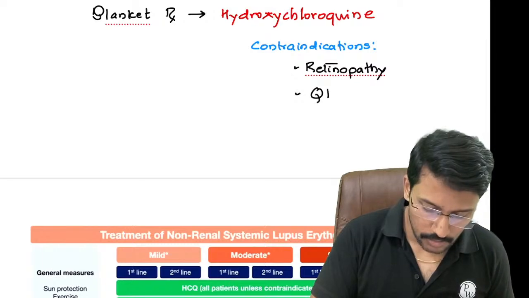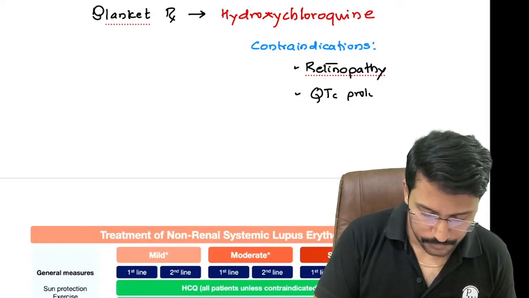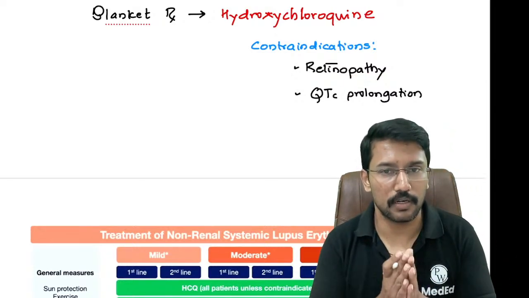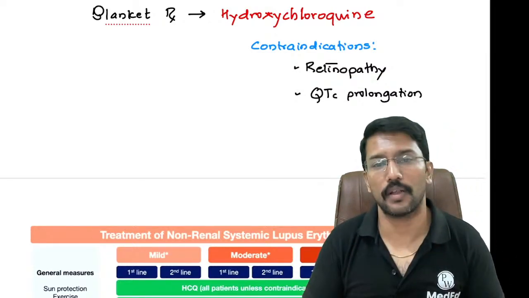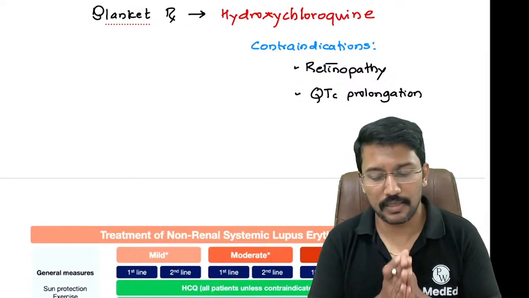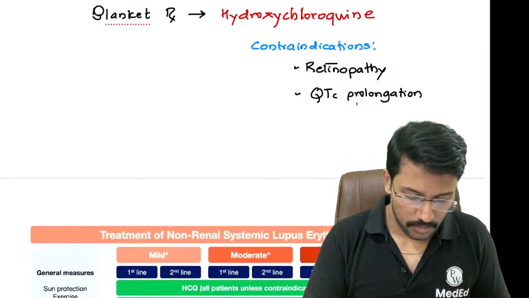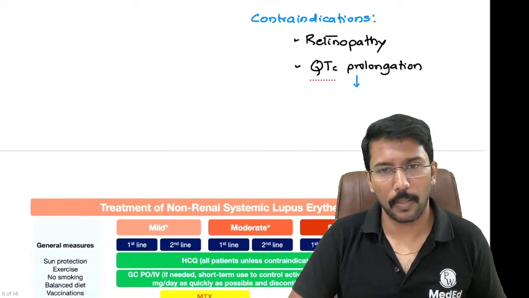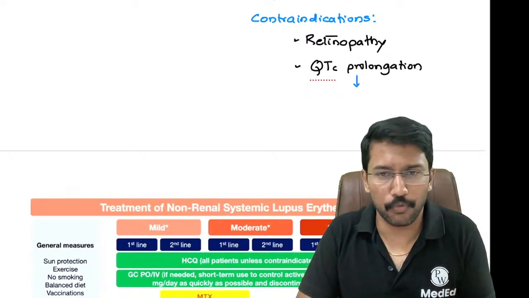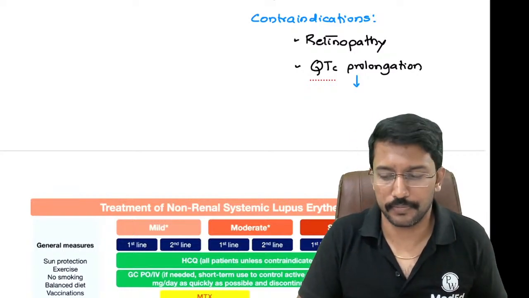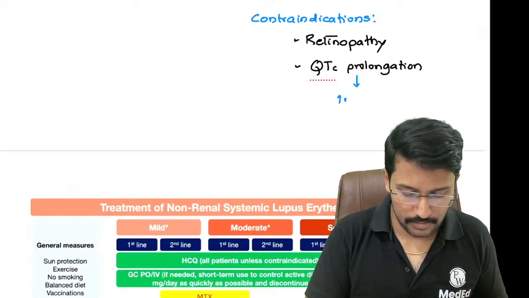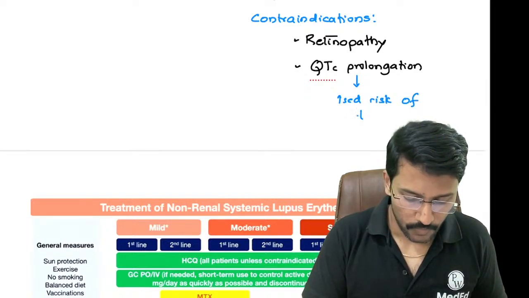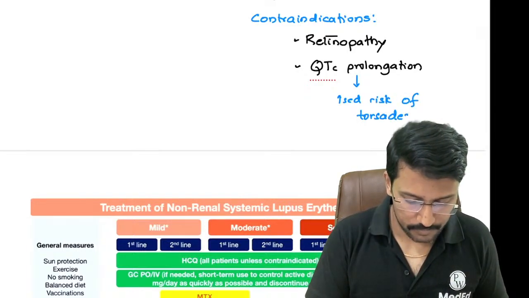Second, it causes QT interval prolongation. And whenever there is prolonged QT interval, it increases the risk of developing one particular arrhythmia. Can anybody tell me which arrhythmia risk is increased if there is prolonged QT interval? I'll give you a clue. It's a particular type of polymorphic ventricular tachycardia. We call it Torsades de Pointes, increased risk of Torsades de Pointes.